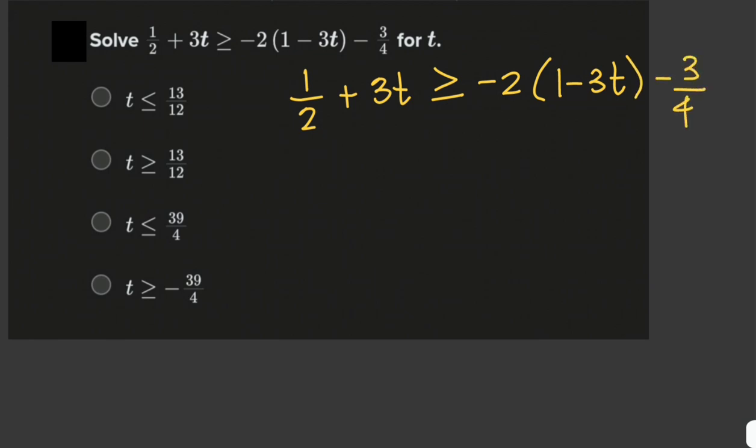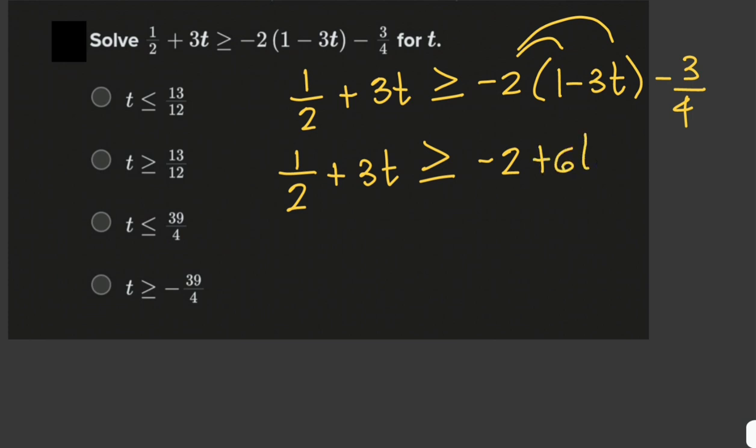So let's simplify both sides first. We have 1/2 plus 3t greater than or equal to. Here we distribute negative 2 to the expression inside the parenthesis, which is 1 minus 3t. So that would be negative 2 times 1, which is just negative 2. And then negative 2 times negative 3t is positive, so that will be plus 6t minus 3/4. The next thing we do is we combine like terms.